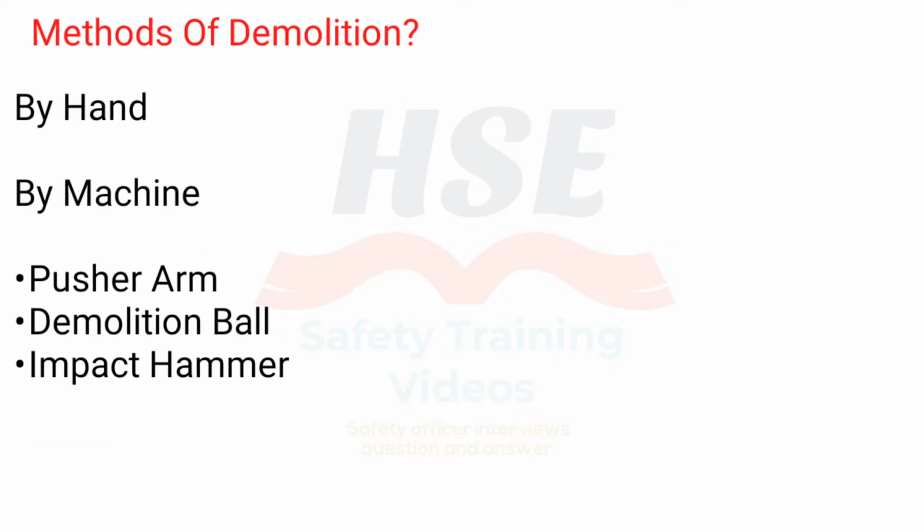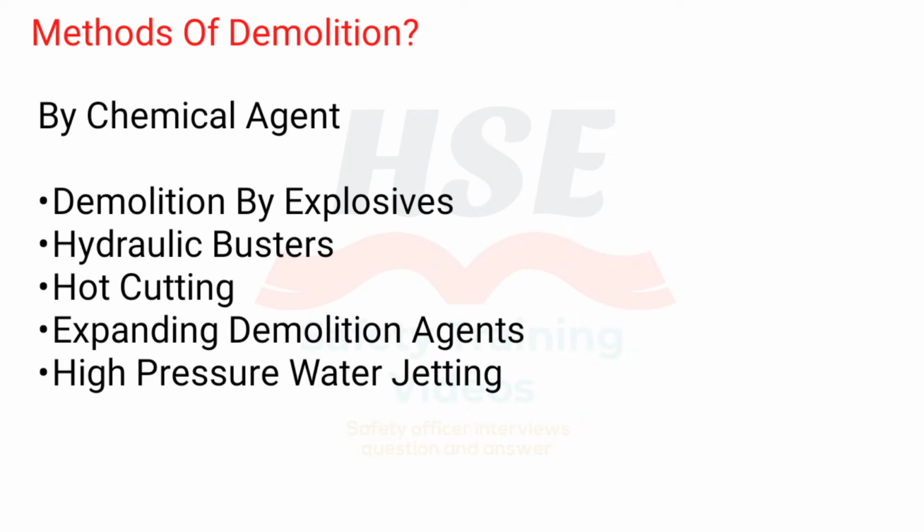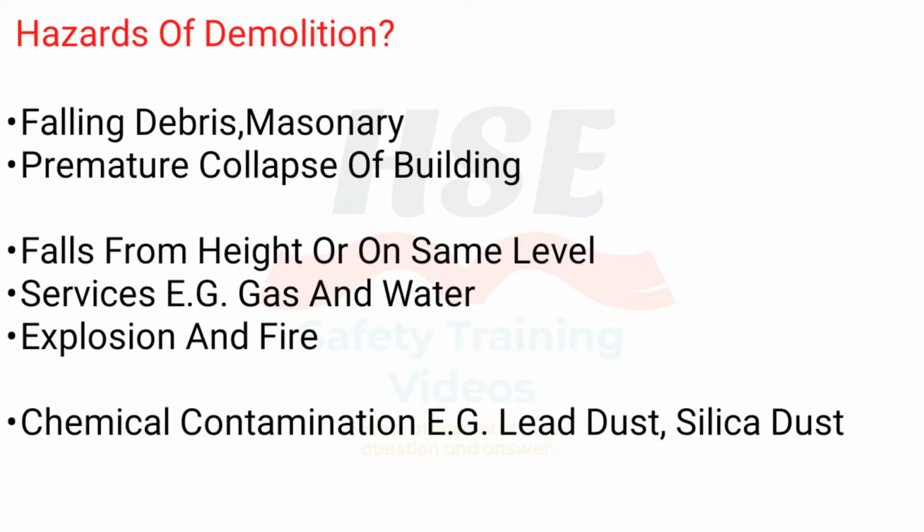Material storage. Methods of demolition: by hand, by machine, pusher arm, demolition ball, impact hammer, by chemical agent, demolition by explosives, hydraulic busters, hot cutting, expanding demolition agents, high pressure water jetting.